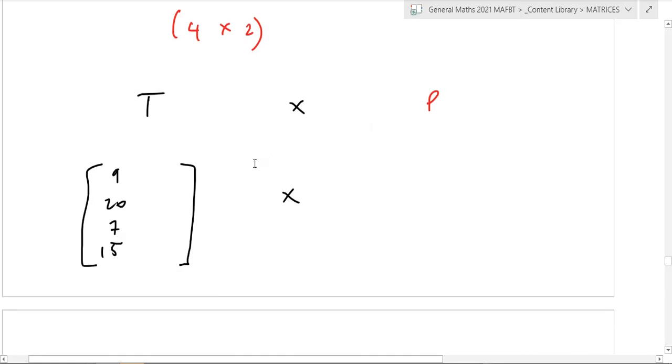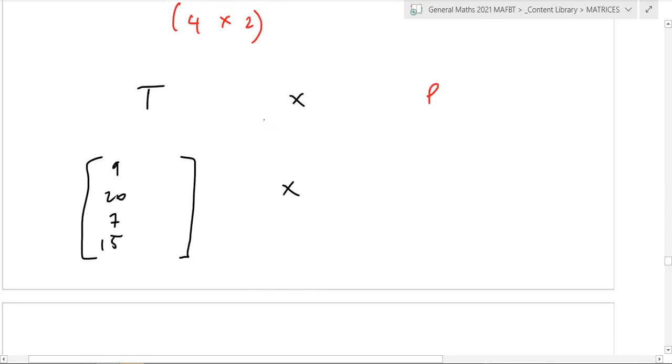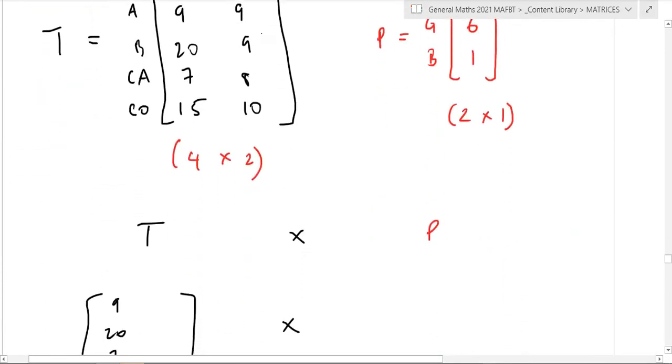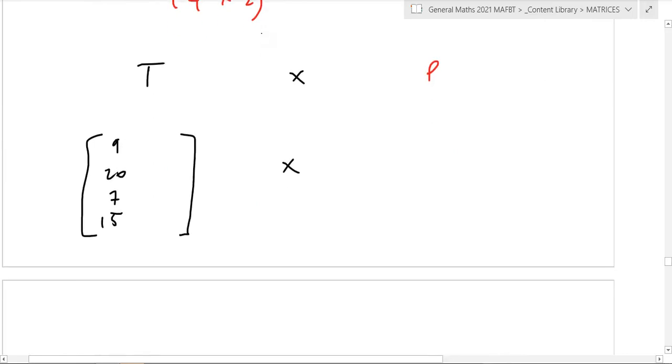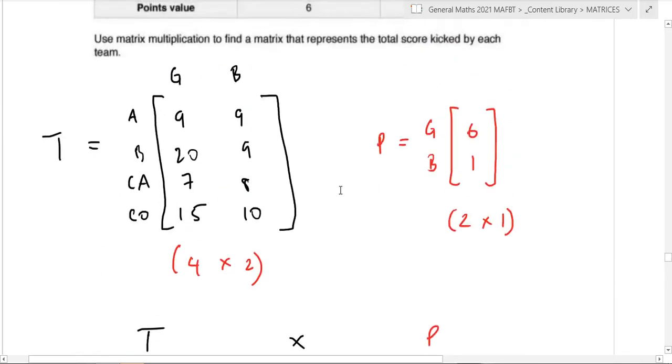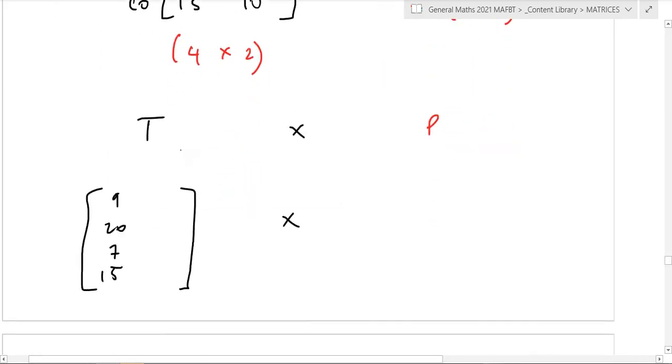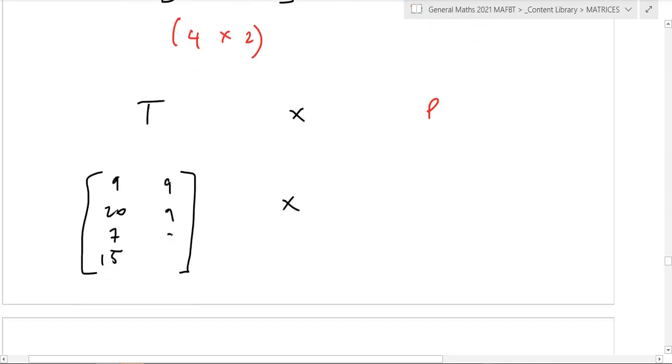But if you were showing it by hand, then you'd have to obviously show all of this too. But if it just says show the product of T and P, then you can just rip out your calculator after you've done this and show your answer. But I want to show you the full way because I'm cool like that. 9, 9, 8, 10 multiplied by P matrix, so it's going to be a column matrix.